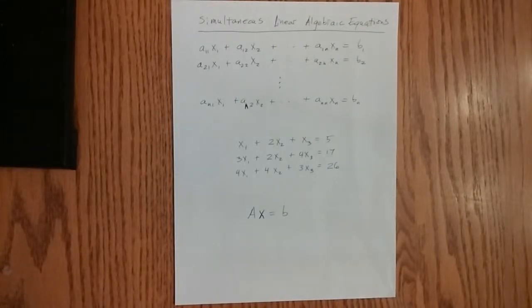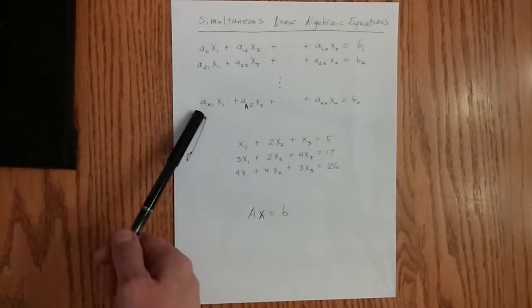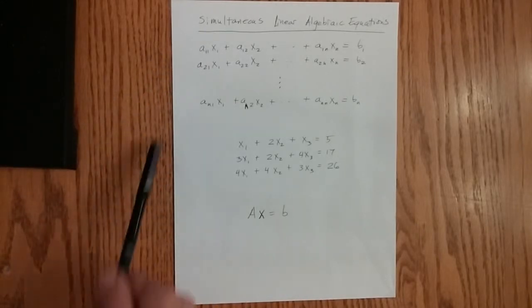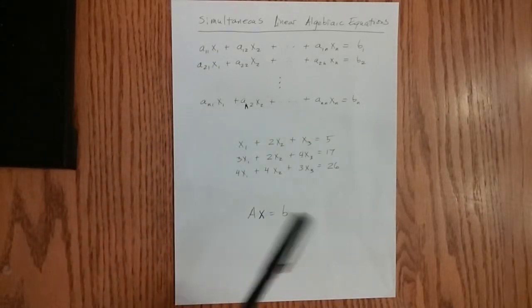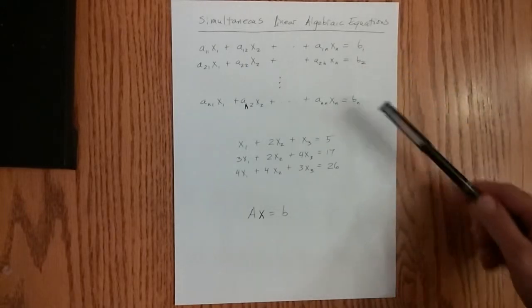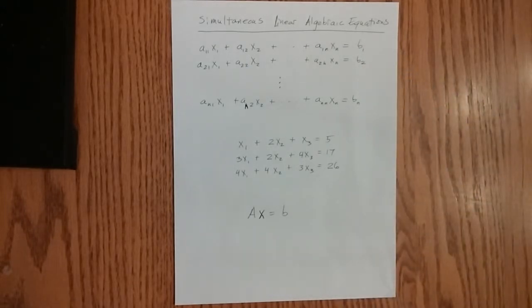Welcome to the recitation for Bioengineering 2020. We are solving simultaneous linear algebraic equations. They take the form Ax equals b. In their expanded form, the a's are the coefficients, x1, x2 to xn are the unknowns, and the b vector are constants. Here's an example, three equations and three unknowns.